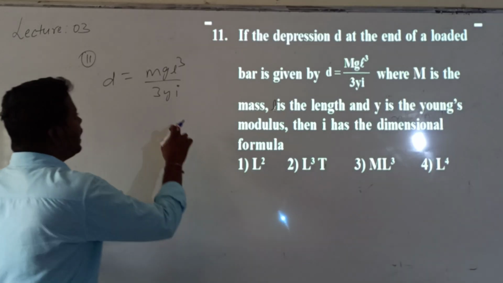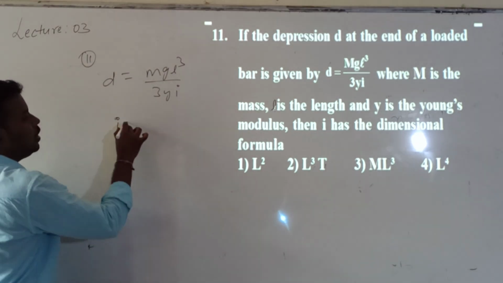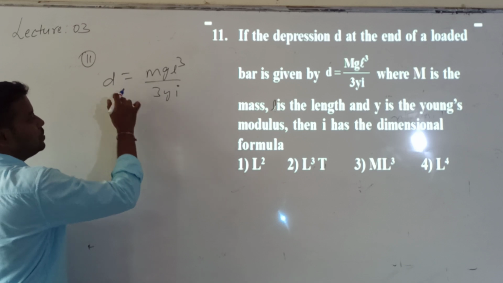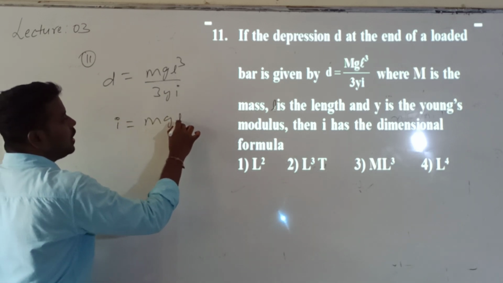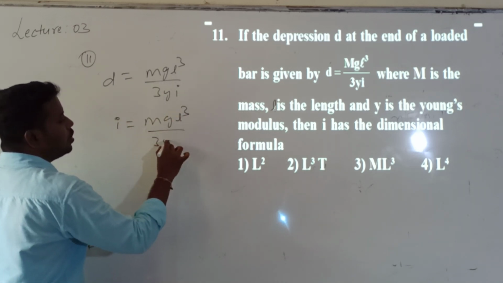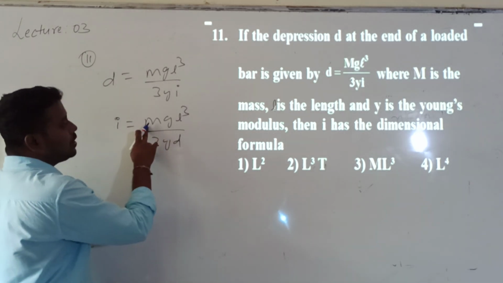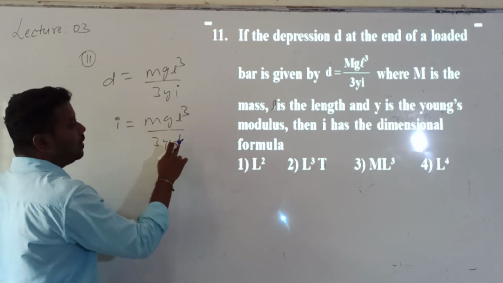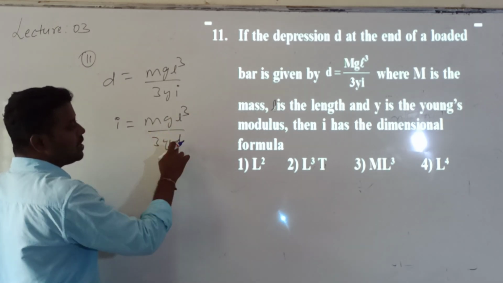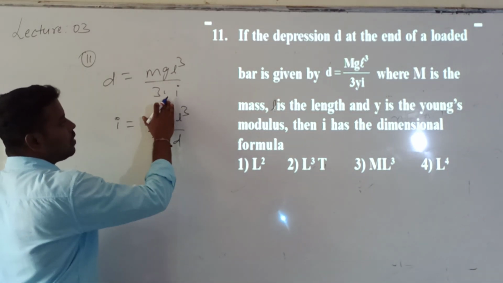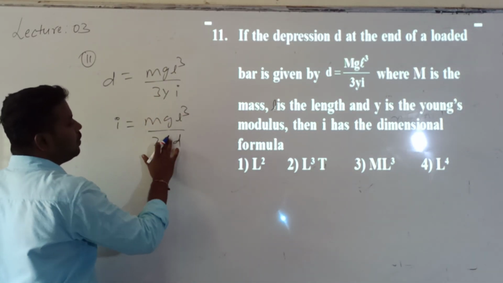Then they are asking what is the dimensional formula of I. To write the dimensional formula, you have to write down that one as a subject, which is M into G into L cube by 3 into Y into D, which is the unknown value. Mass, you know; this is acceleration; length; where D is the depression, nothing but length. Only you want the Young's modulus dimensional formula. What is the dimensional formula of Young's modulus?